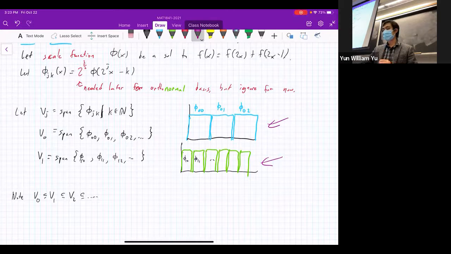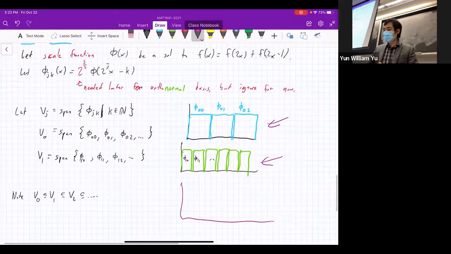Why aren't the spans equal? Oh, because when you're taking a span, you're taking a linear combination of them, right? So a function that looks like, let's see.